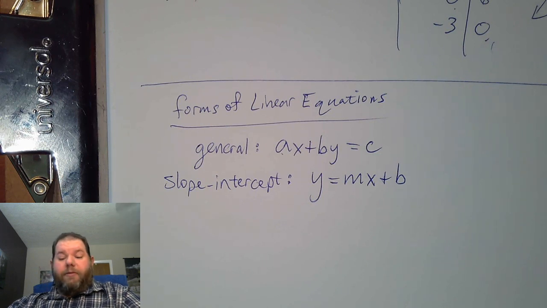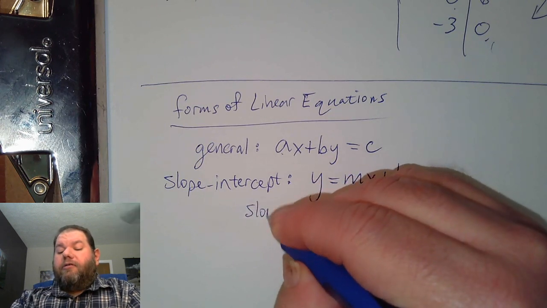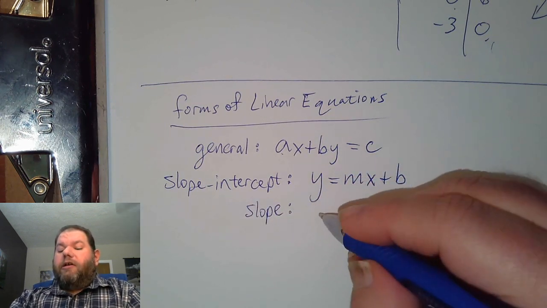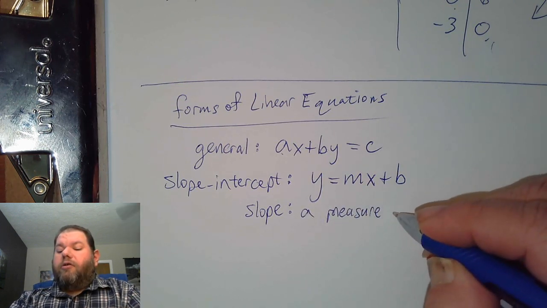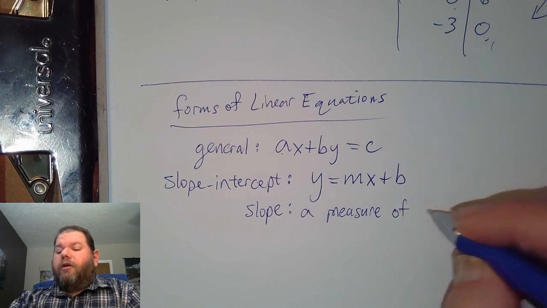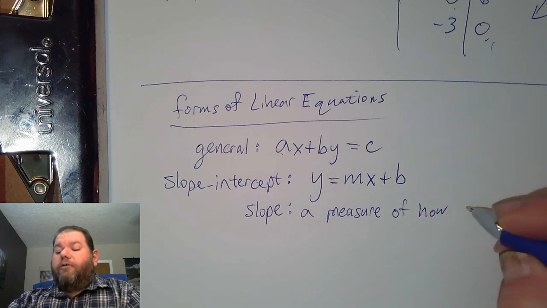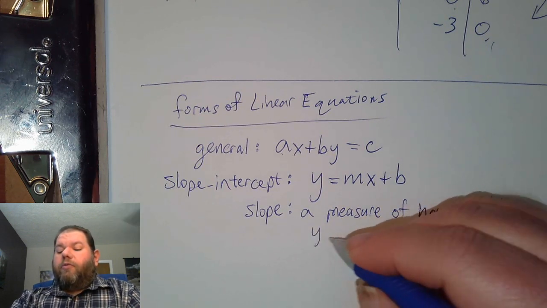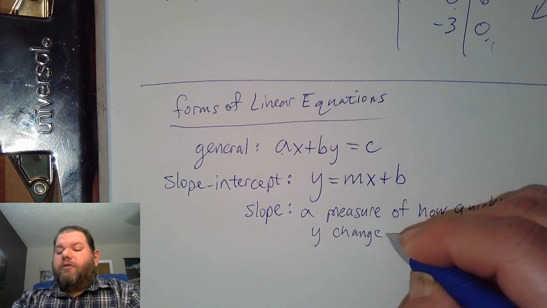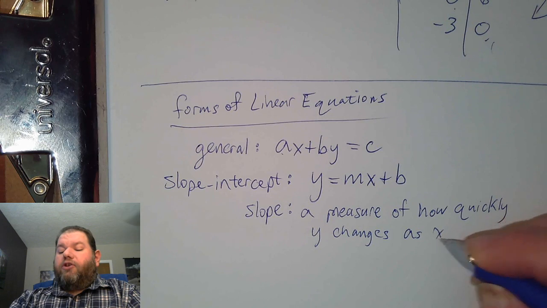Now the slope-intercept form of the graph includes the slope and the intercept, oddly enough. We never would have guessed that from the name, I guess. Anyway, the slope is a measure of how quickly y changes as x changes.